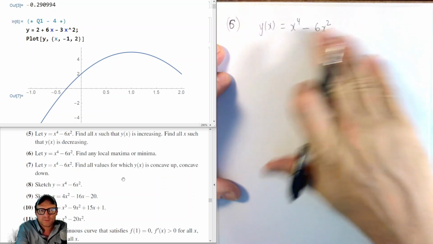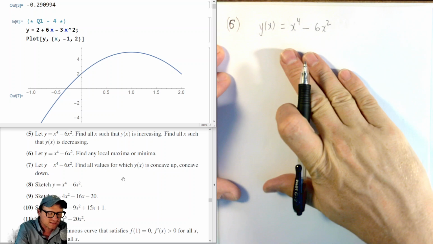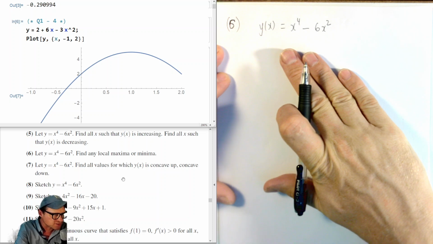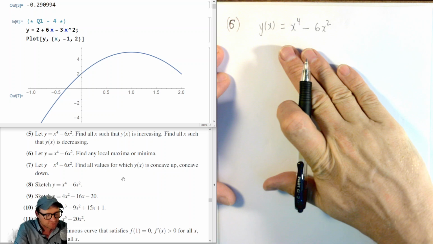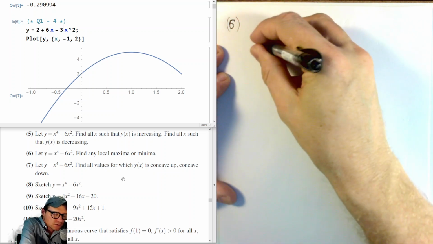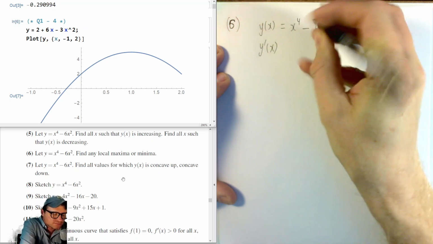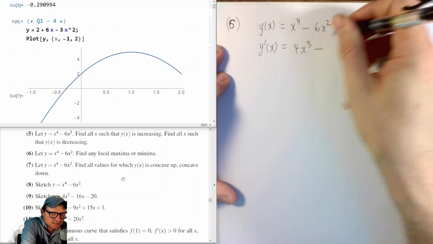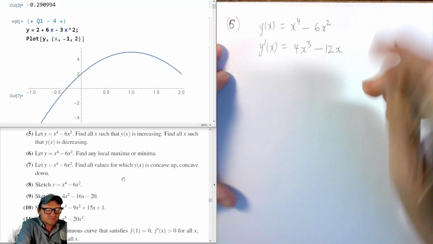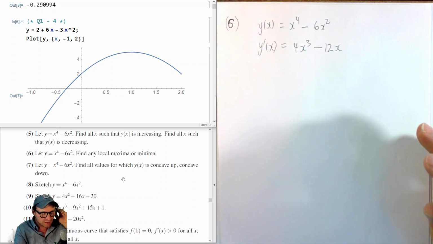Okay, and so now what I'm going to do is factorize this. Is that what I want to do? No, I don't want to factorize it. I want to find local max or min. All right, so let's differentiate this. y dash of x is 4x cubed minus 12x. And then I want to factorize that.